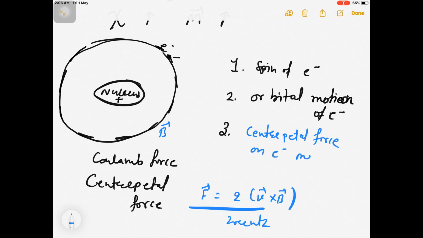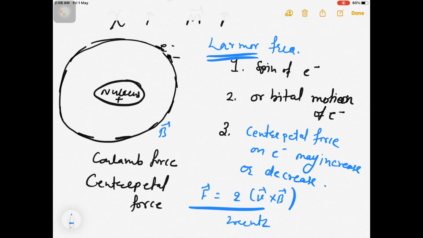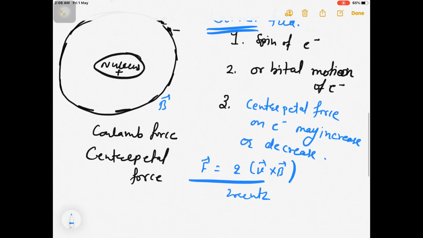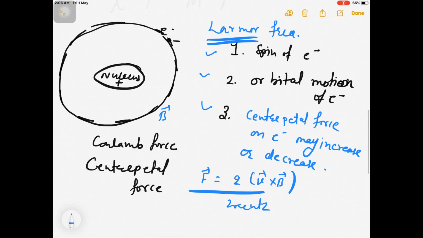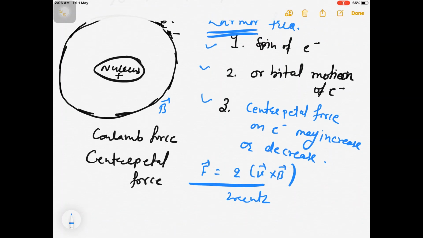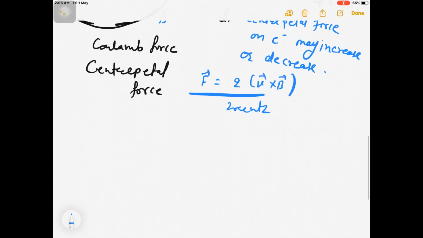on the electron may increase or decrease, and you have already studied it in your lower classes, like in Bachelor of Science, I mean graduation courses, and that topic is called Larmor frequency. I hope you remember that topic, Larmor frequency. We also discussed this topic here. So here I have told you all 3 points, and these 3 points are responsible for any type of magnetic property.